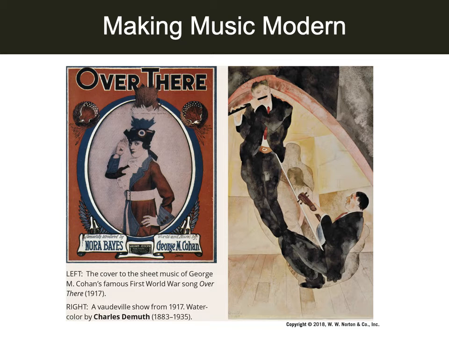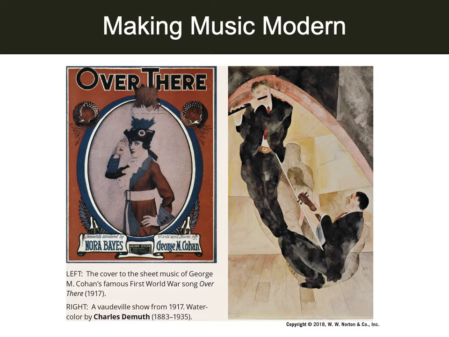Here's some popular art from right before the Jazz Age. And this was when the sheet music was popular, from the minstrel shows. So on the left is the cover of sheet music. So sheet music is a short song that you can play on the piano. The genre is called parlor songs, and they were popular in America.